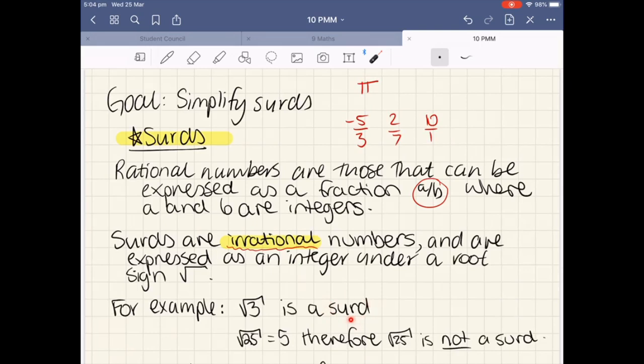Conversely, root 25 is equal to 5. Because we can actually evaluate that, that means that root 25 is not a surd. Root 25 is equal to 5, so it is a rational number.